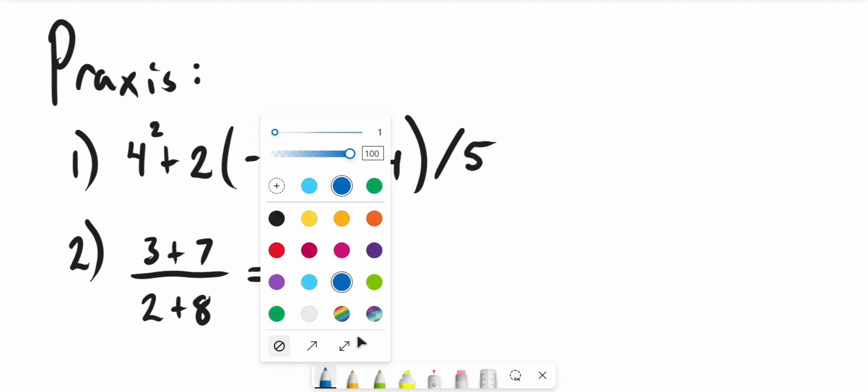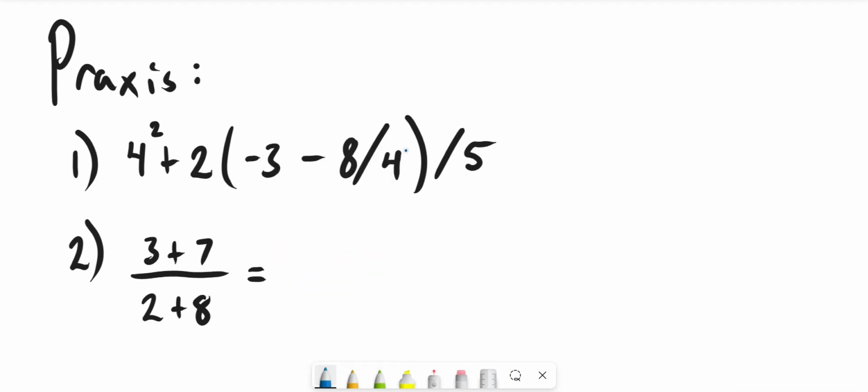Okay, let's see how you did. The first thing I would do here is I would dive inside this parentheses and I would evaluate the 8 over 4. But let me copy it first. This is 4 squared plus 2 times -3 minus 8 over 4 parentheses divided by 5. So we would start with this innermost parentheses term, 8 over 4. We go inside the parentheses, then we reevaluate PEMDAS.